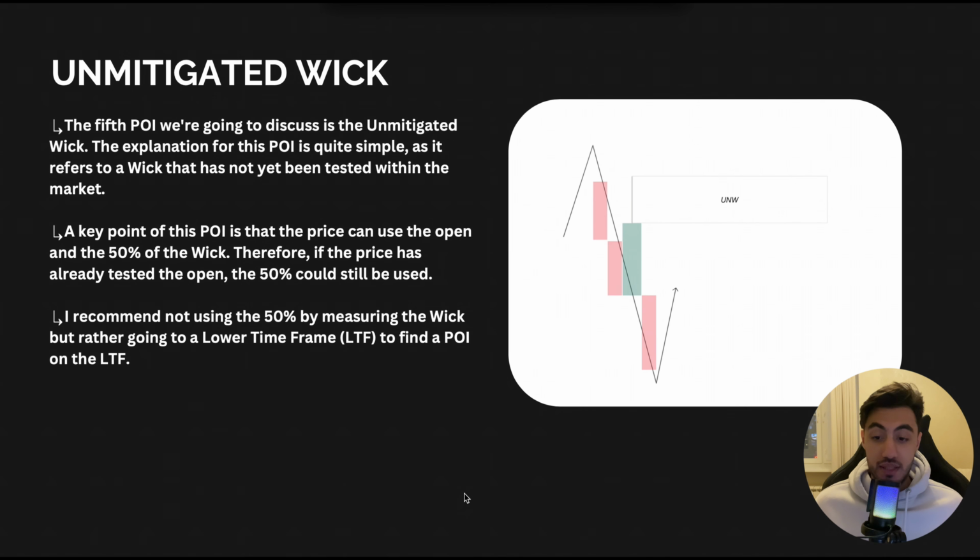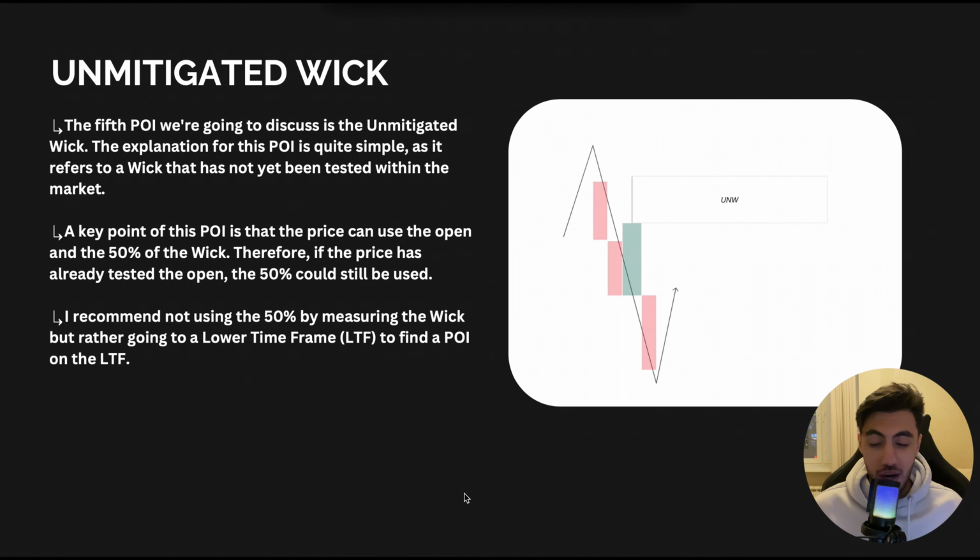The fifth POI that we are going to discuss is the unmitigated wick. The explanation for this POI is quite simple, as it refers to a wick that has not yet been tested within the market. So we have wicks that are not tested, unmitigated. You can take any unmitigated shadows, but remember, we must have liquidity below it if you are going to look for sells, and above it if you are going to look for buys.